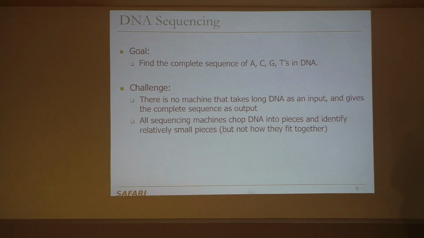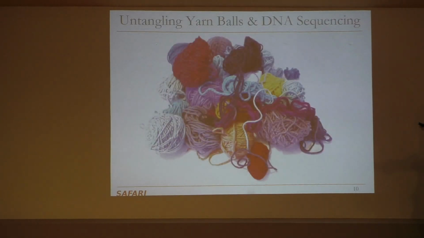You have some error rate in each segment. So with less than 1% error, you identify the segment. But you don't know how these segments fit together. So the goal is to really reconstruct everything. It's a computational problem, so it's not very easy. I liken this to untangling yarn balls. If you have a cat that plays with these yarn balls and it becomes a mess, right?